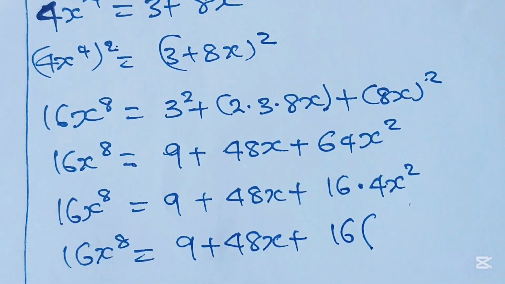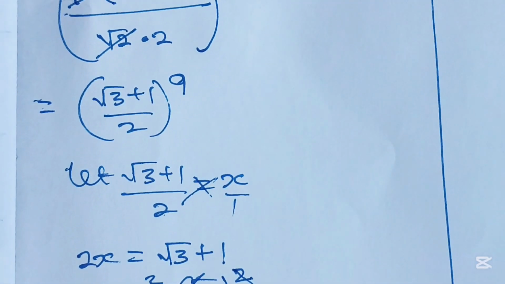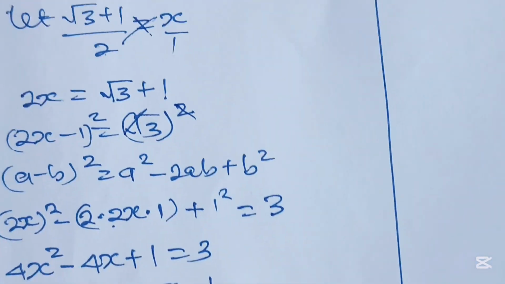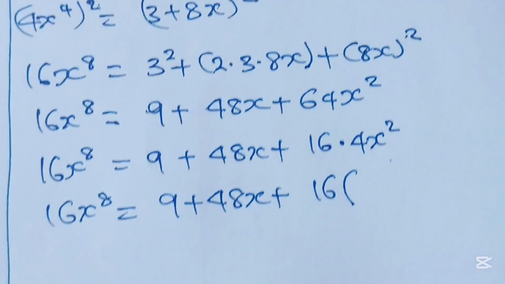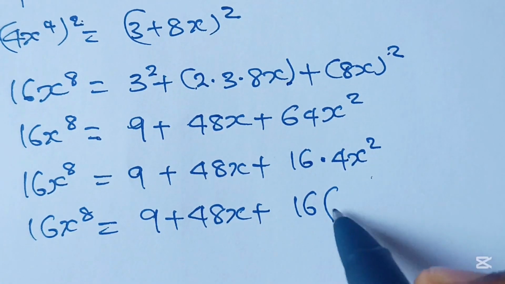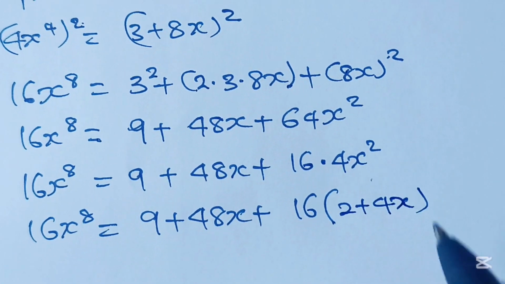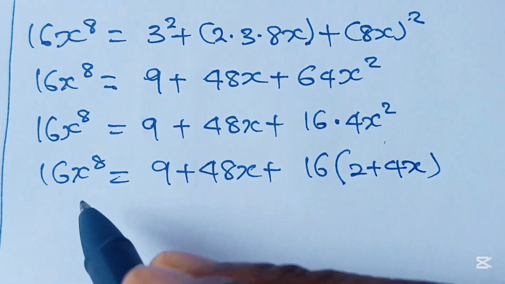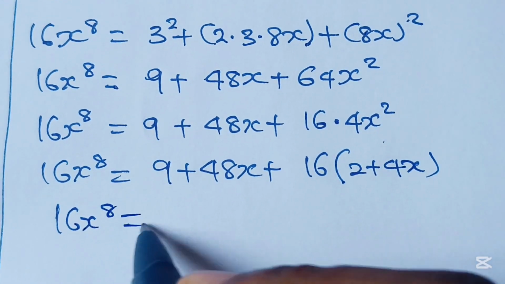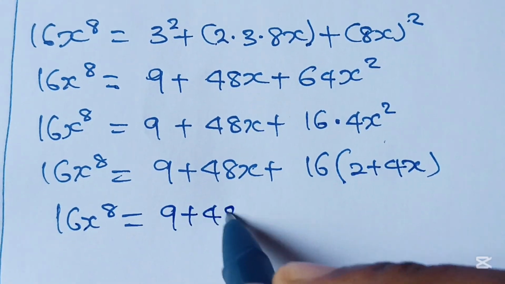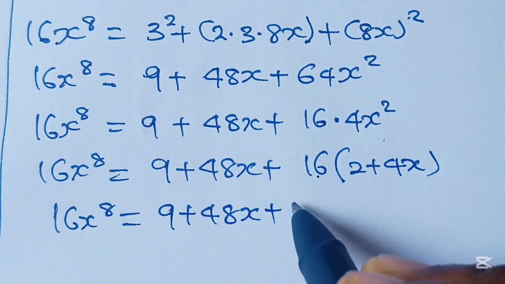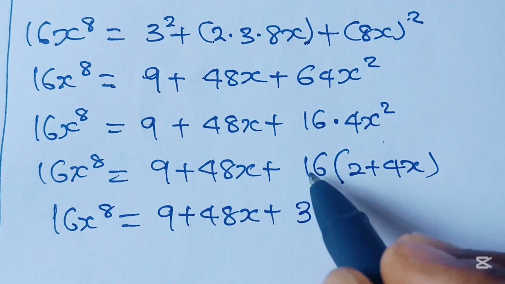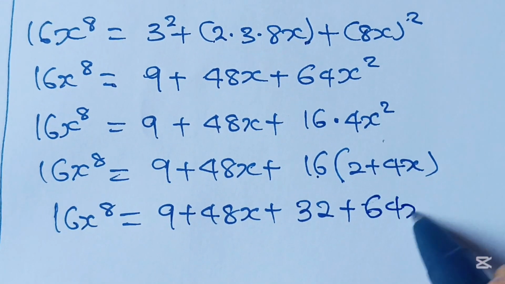Now 4x squared, recall our 4x squared is what? 2 plus 4x. So that is what we are going to substitute now. 2 plus 4x. All right. So we have 16x to the power of 8 is equal to 9 plus 48x plus 16 times 2 is 32, plus 16 times 4 is 64x.